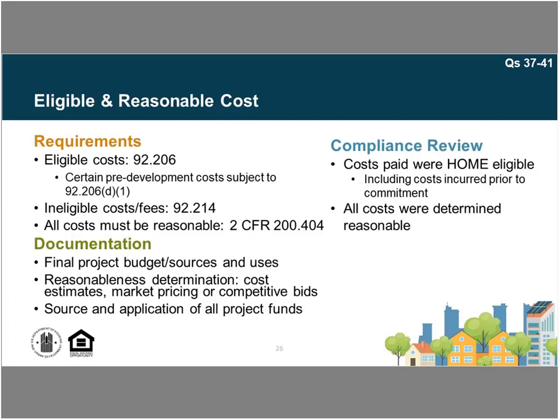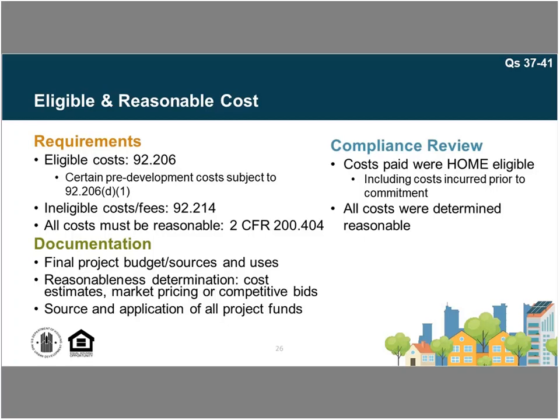The ineligible costs are defined in 92.214, and they run to some costs that can't be paid with HOME funds, but also fees that cannot be charged to participants, and we'd urge you to pay attention to those. The fee limitations were added in 2013, and you don't want to have your homebuyers being charged for things that HOME has paid for or doesn't permit to be paid for.